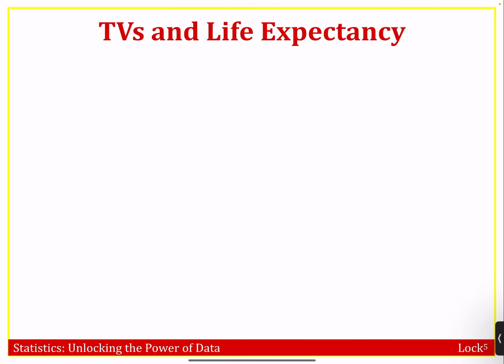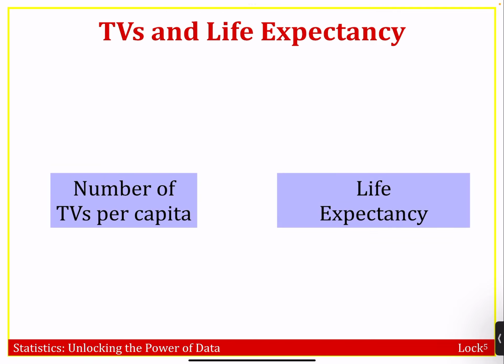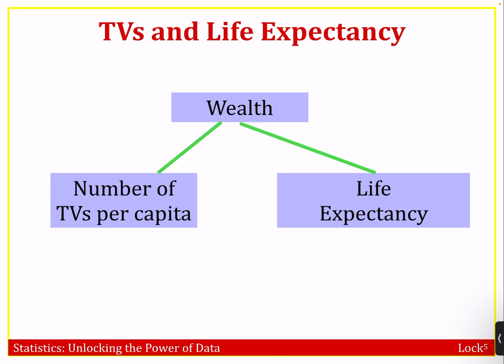Let's take a look at our TVs and life expectancy. We've got the number of TVs per capita and the life expectancy in countries. What might be a third variable? Maybe wealth. If you're wealthy, if you've got a higher standard of living in your country, more people can afford televisions. This might also lead to a higher life expectancy because more people can afford healthcare. And that confounding variable affecting both values may be what is actually driving the relationship, and we have to look into that more closely.